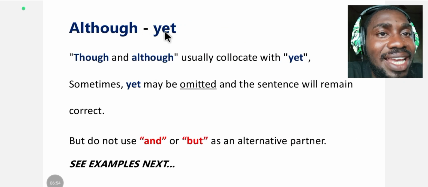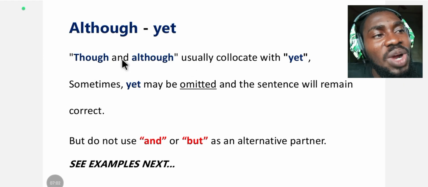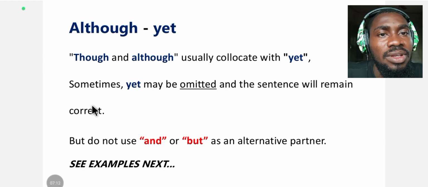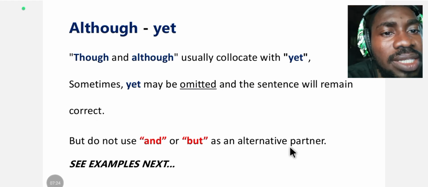Although collocates with yet. Though and although usually collocate with yet. Take note. Sometimes yet may be omitted and the sentence will remain correct. So let's see examples next.